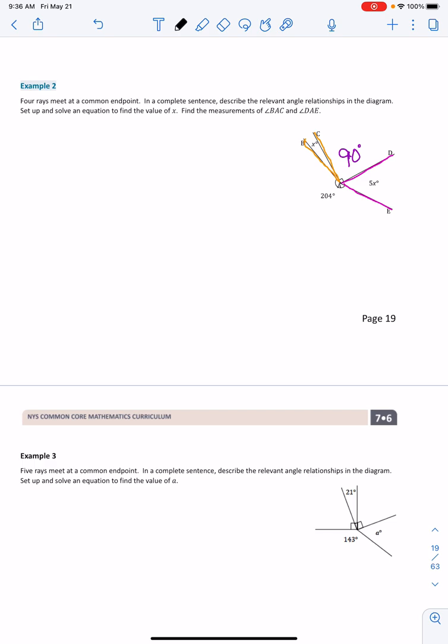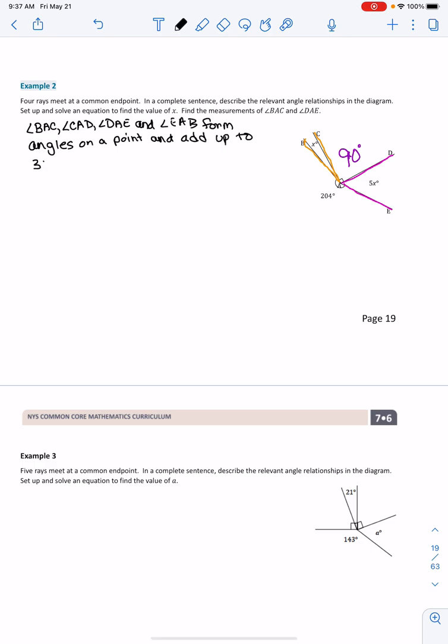So here we can say that angle BAC, angle CAD, angle DAE, and angle EAB form angles on a point and add up to 360 degrees.